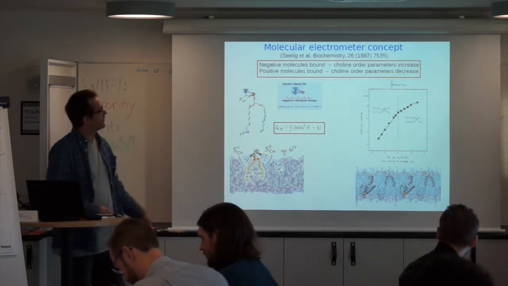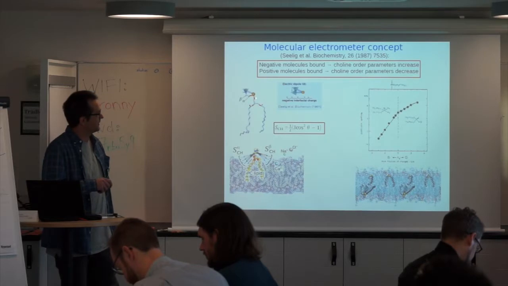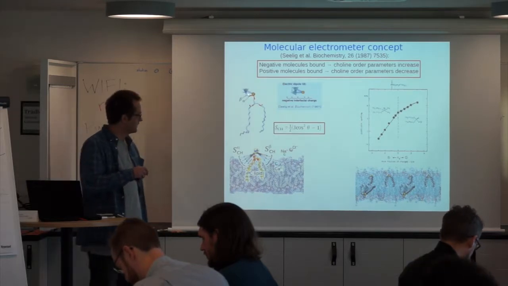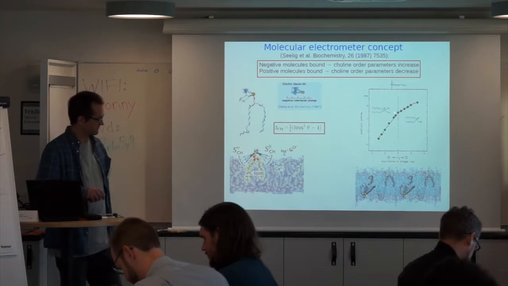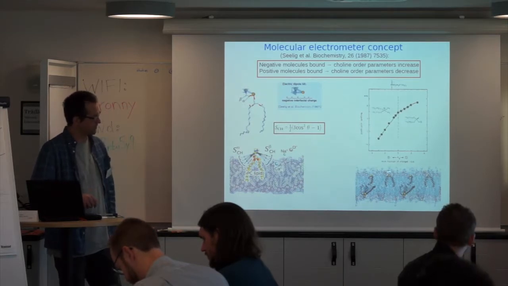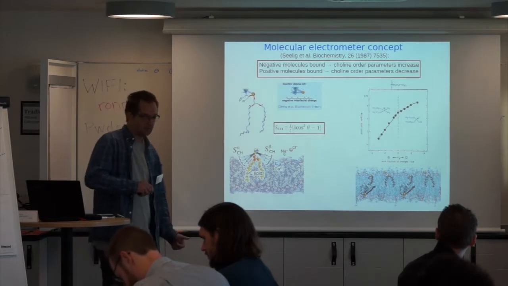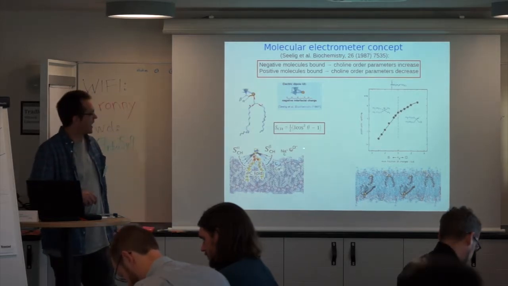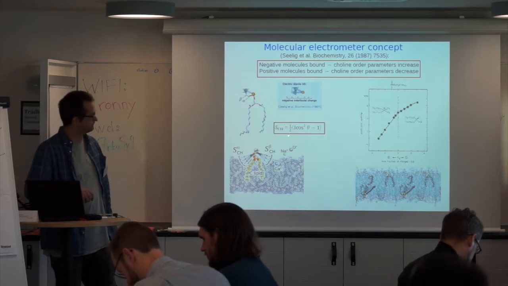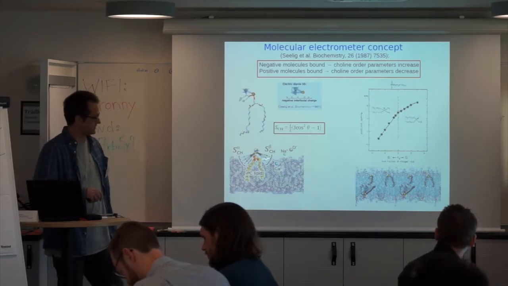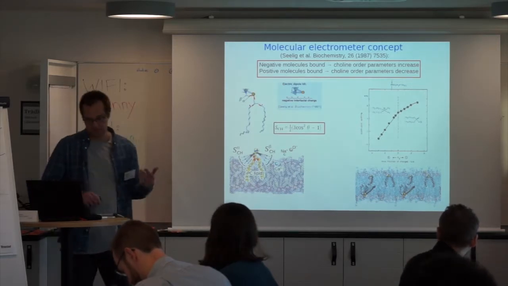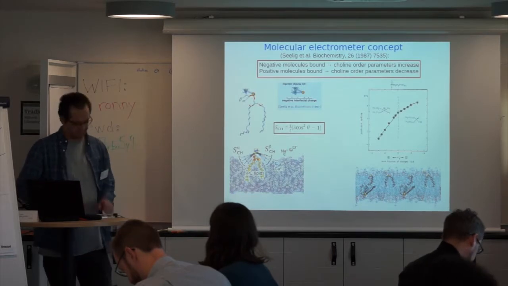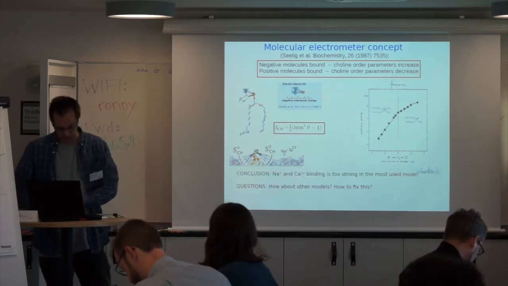I think even more important is that it turns out that the order parameters of the head group alpha and beta carbons change proportionally when you add charges to the bilayer. So there's a linear relation between the amount of charge in the bilayer and this order parameter, which means that you can measure ion binding affinity using these order parameters, because they depend on how many ions you have bound. The good thing is that we can directly compare the ion binding affinity between simulations and NMR.